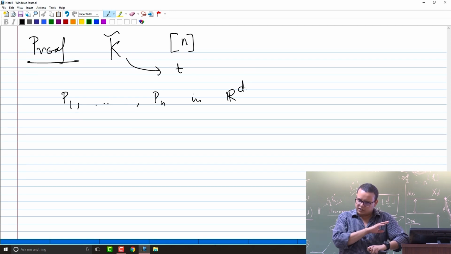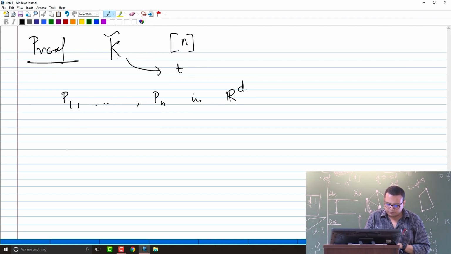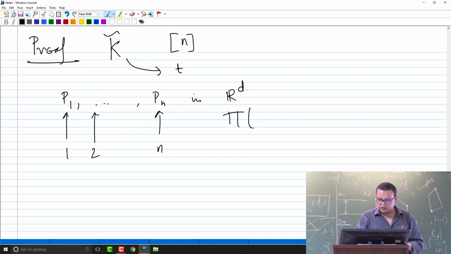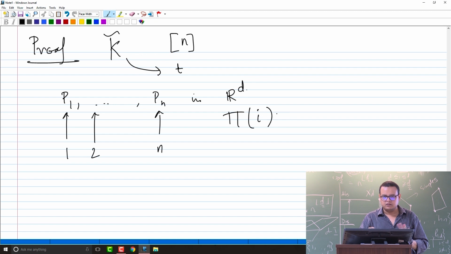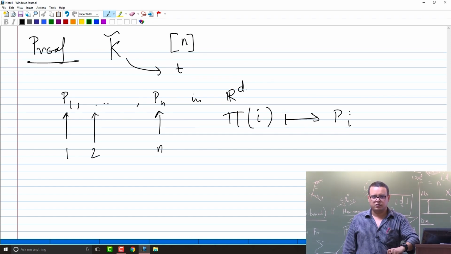Let us do this, and let us define a map: I map the vertex 1 to P1, 2 to P2, like this, n to Pn. So I define the map pi on the vertices, that is it. Pi of i goes to Pi. And now I say I already have a geometric representation.